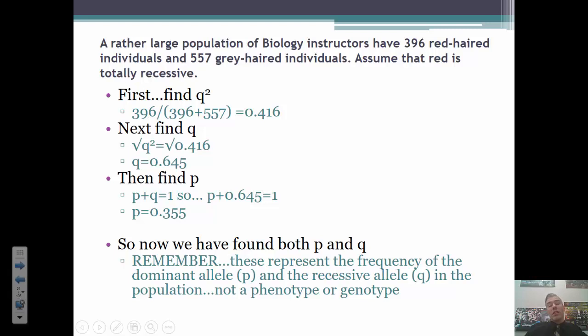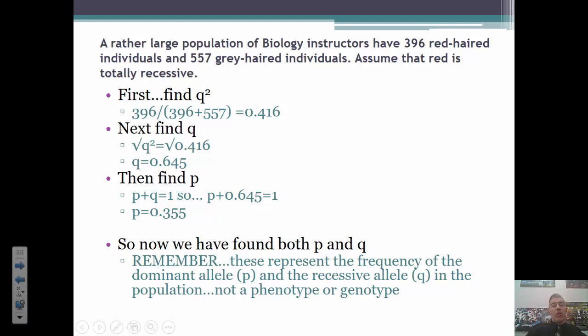So what's the frequency there? 396 over the total, which is 396 plus 557. And when you do that calculation, you get a Q squared frequency of 0.416 if we round to the nearest thousandths. Next, we need to find Q. So you take the square root of Q squared, and in this case you get a Q of 0.645.